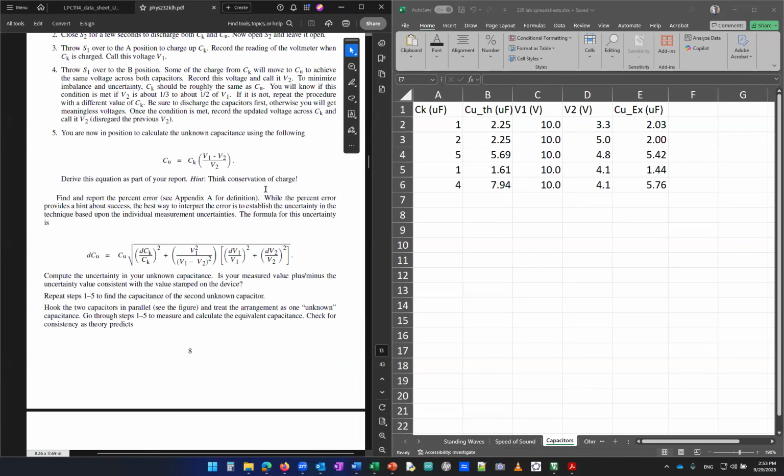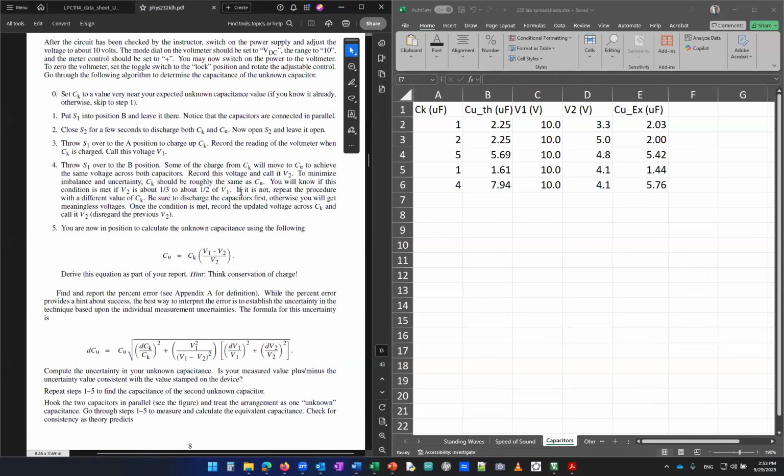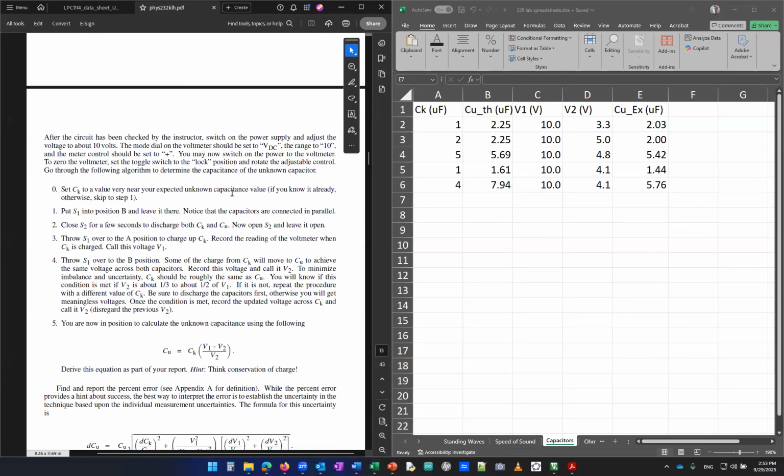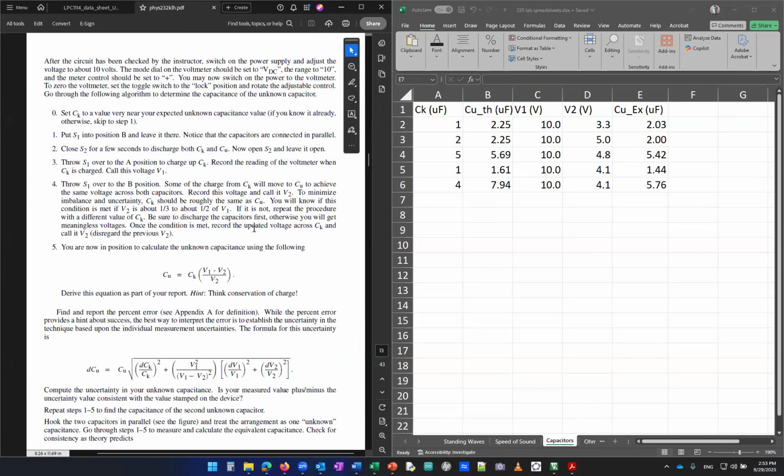So we're looking at this lab on capacitors. This is lab 4. The left side is the lab manual, and the right side are the data I collected. So let's take a look.